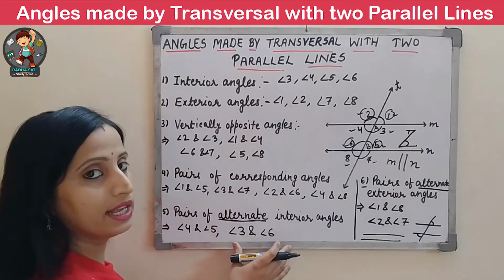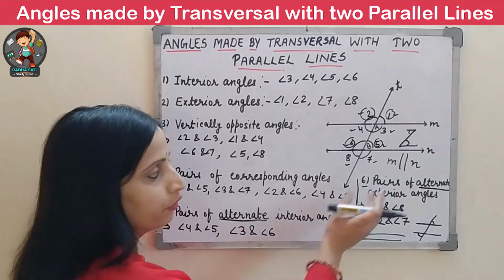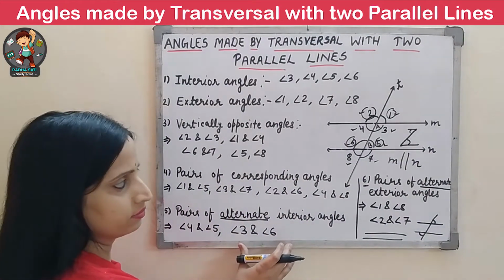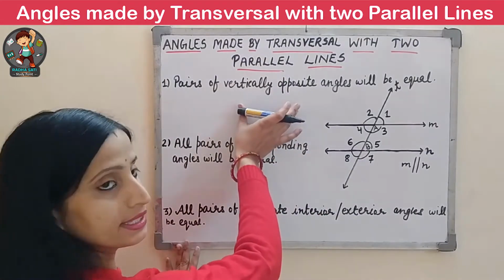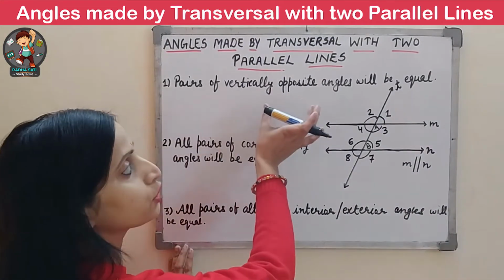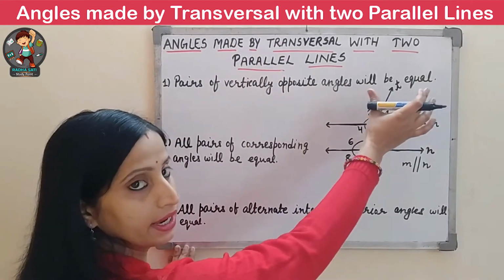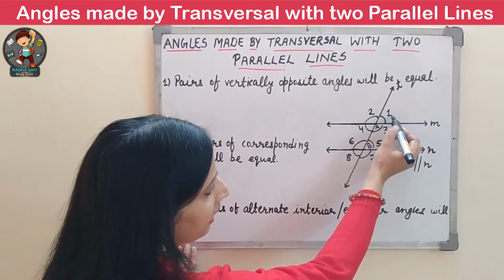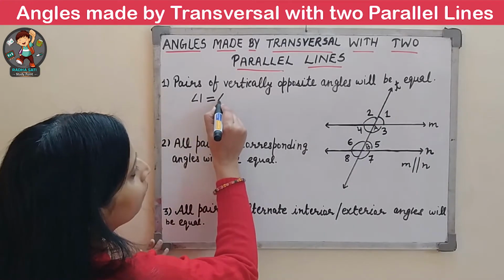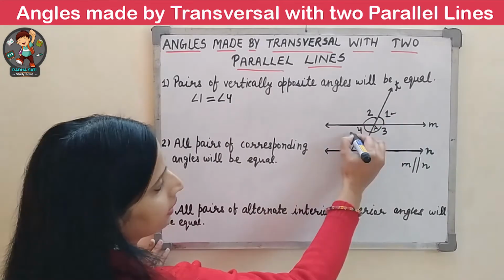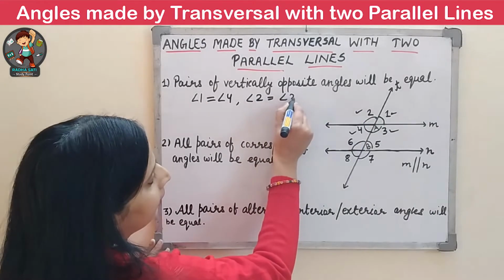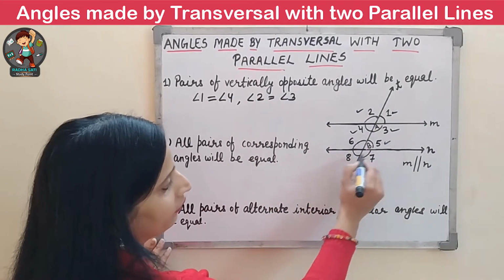So these will be the angles formed by the transversal with two parallel lines. Now we will learn about their properties. The first property is that when a transversal intersects two parallel lines, all the pairs of vertically opposite angles will be equal. Here the pairs are angle 1 and angle 4, so both the angles will be equal. Angle 1 will be equal to angle 4. Second pair is angle 2 and angle 3. Angle 2 will be equal to angle 3. Now the next pair, angle 5 will be equal to angle 8.